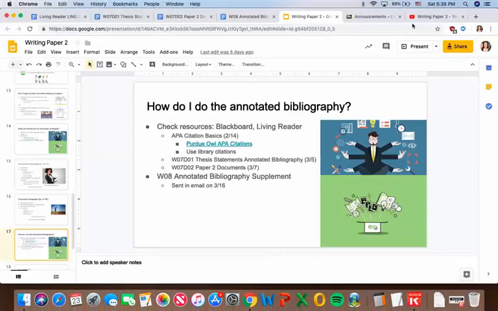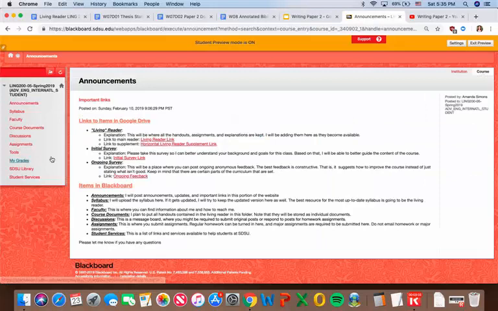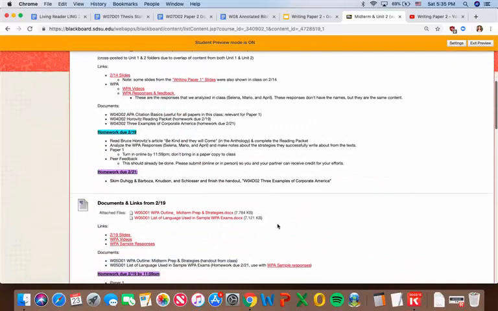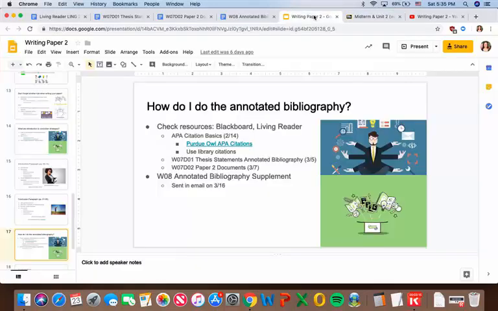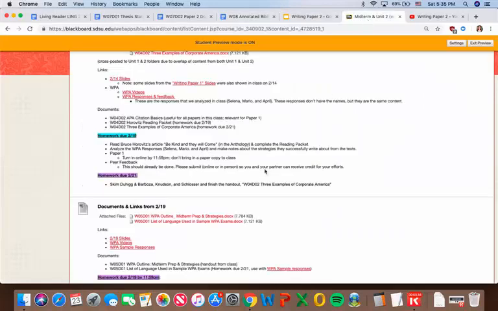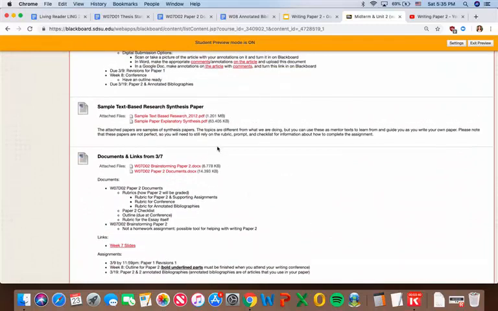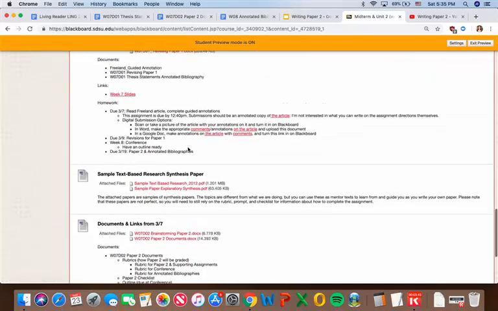So first of all, if we're logged into Blackboard and we go to the course documents portion of the website, we're going to be in Unit 2, and we're going to scroll. Again, I'm skipping over the APA Citation Basics, but you can find that in Unit 1. But I want to go ahead and track these documents down: the thesis statements, annotated bibliography, and then the paper 2 documents, and then also the annotated bibliography supplement. If we scroll down, we can find them right here.